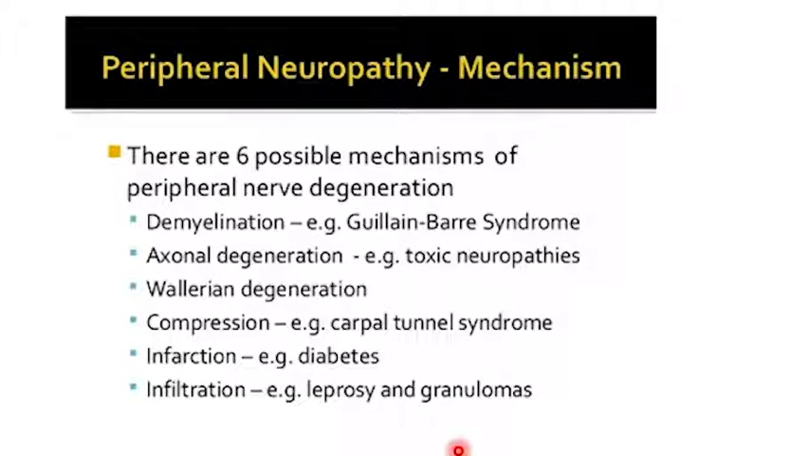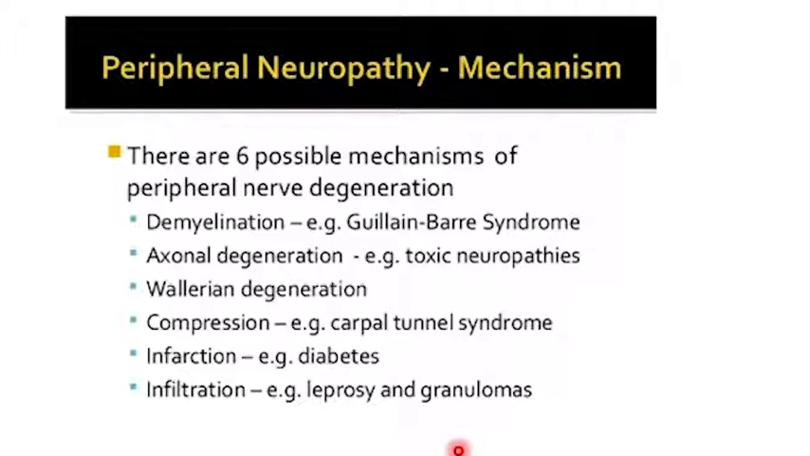So, something important for us is the mechanisms of peripheral neuropathy, and there are six mechanisms which have been elucidated. One, you have demyelination, for example, in GBS. You also have axonal degeneration and toxic neuropathy, Wallerian degeneration, compression, for example, carpal tunnel, infarction of the nerve, as in diabetes, and infiltration, such as leprosy and granuloma. I didn't go into the details of pathophysiology, because that would be more for the clinically oriented, as Dr. Soto said.